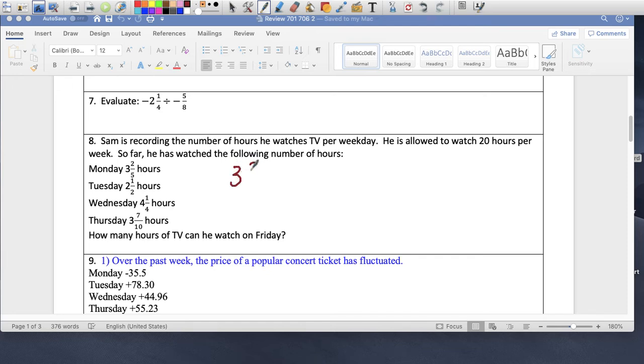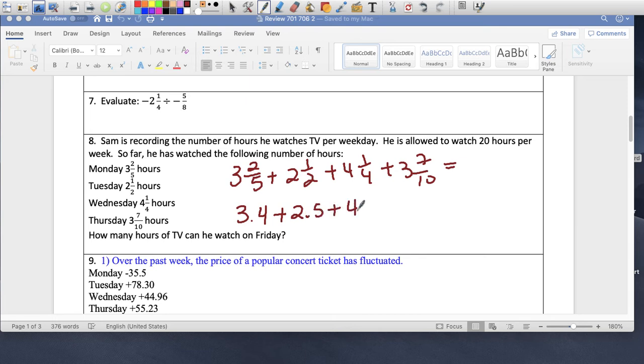So 3 and 2/5 plus 2.5 plus 4 and 1/4 plus 3 and 7/10. I'm going to add all that. Let's find the total. Now I don't have a fraction calculator. The decimal one, I could have used it, but I'm going to use this. So I'm going to actually change this to a decimal because they're easy decimals. 3.4, 2.5 plus 4.25, then plus 3.70. If I add all that, I'm going to get a decimal answer, and that's okay.